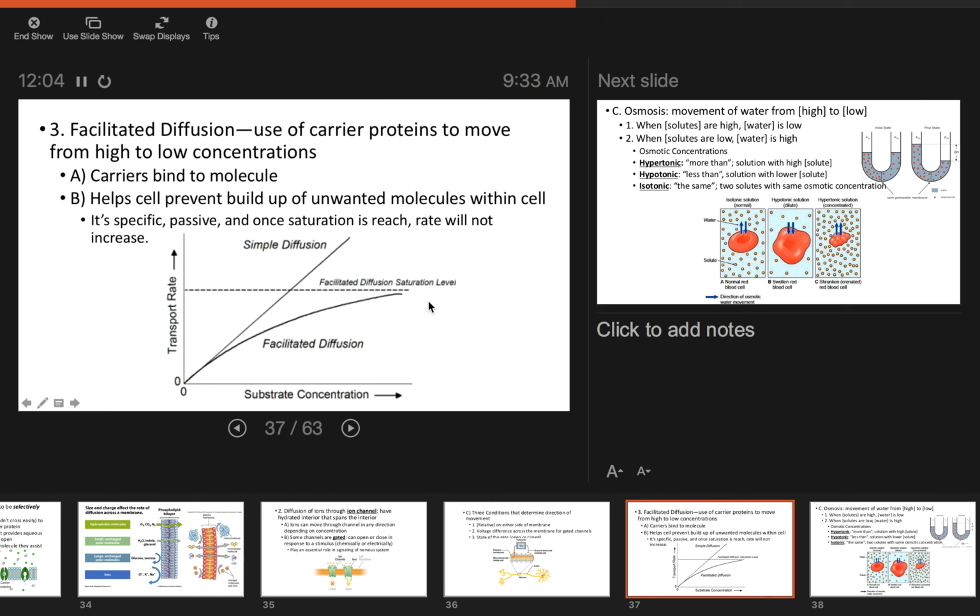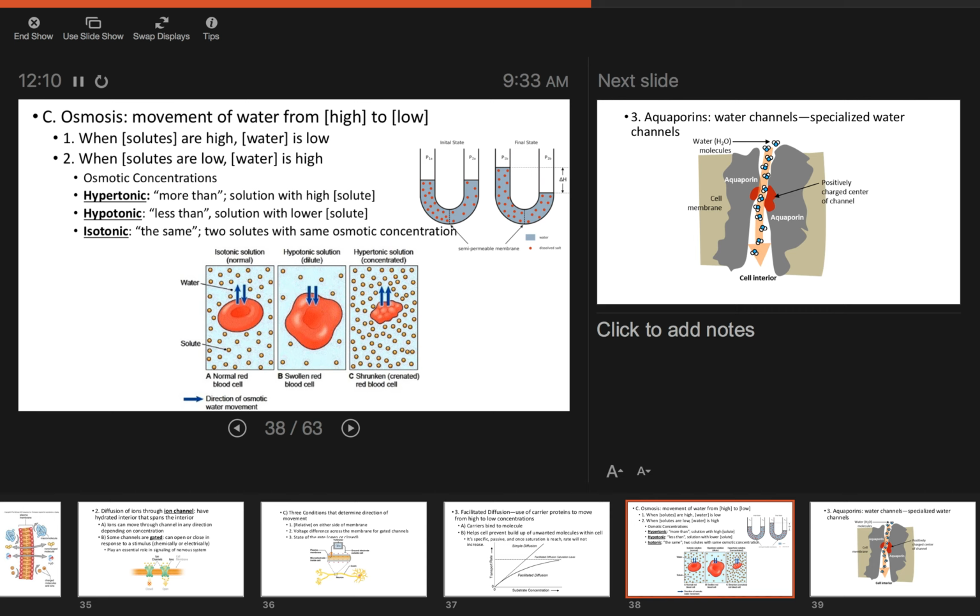I've talked about facilitated diffusion, specifically with ion channels. And then the third way for passive transport is osmosis, where we're going to move water from high concentrations to low concentrations. So one thing I need you to understand is that when you see a picture like this, and you see all these little dots, these represent solutes. So over here, I have a high solute concentration. When you have a high solute concentration, then you need to assume that you have a low water concentration. So I have low water on the outside, high water inside the cell.